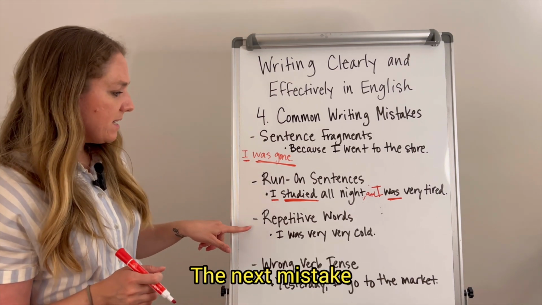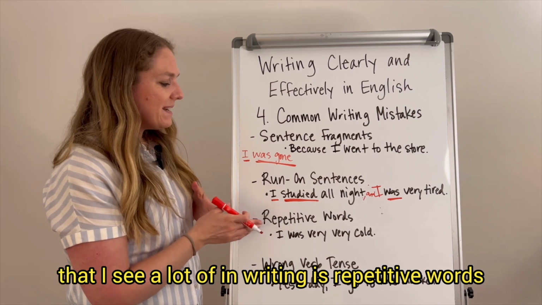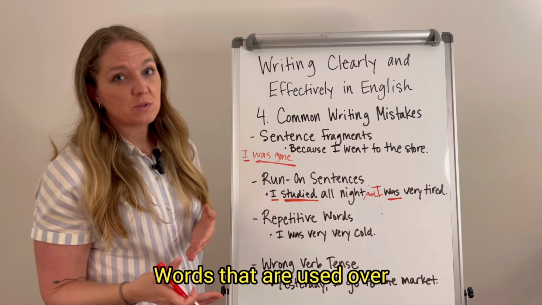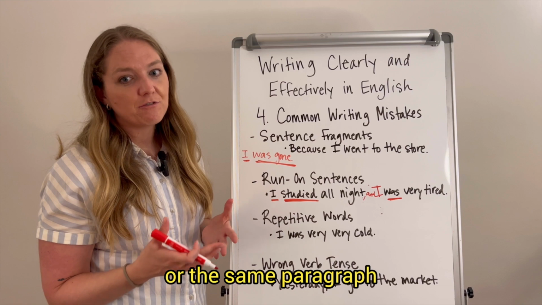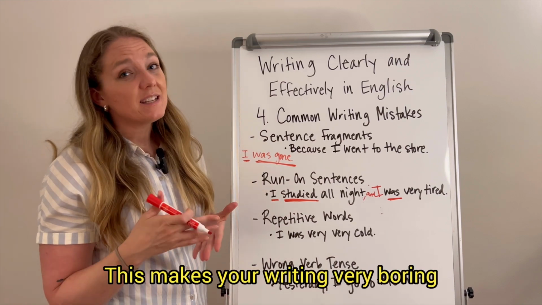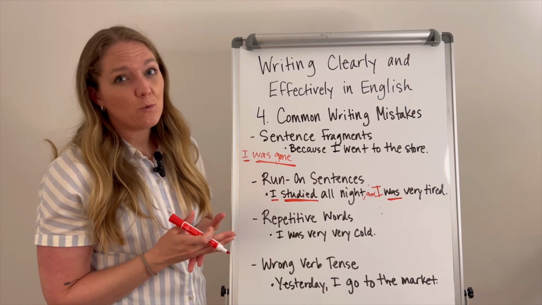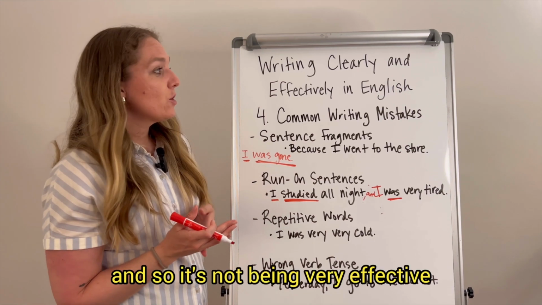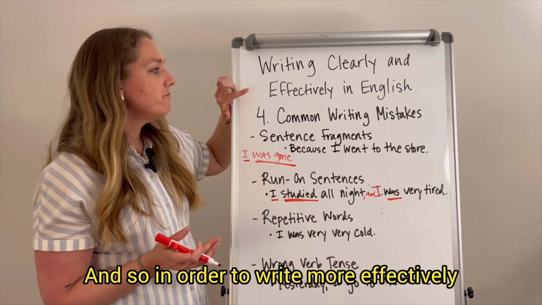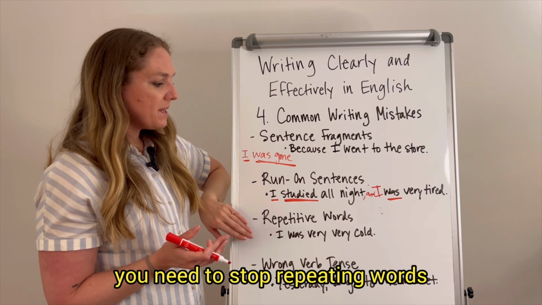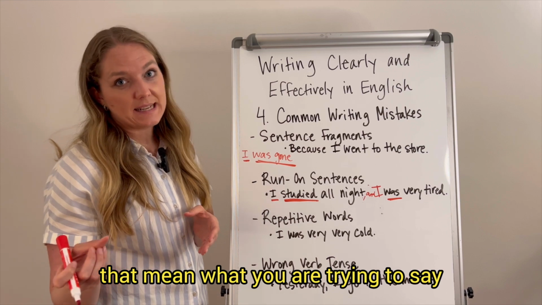The next mistake that I see a lot of in writing is repetitive words, words that are used over and over again in the same sentence or the same paragraph or the same piece of writing. This makes your writing very boring. It also probably is not saying what you want to say, and so it's not being very effective. And so in order to write more effectively, you need to stop repeating words and choose words that mean what you are trying to say.